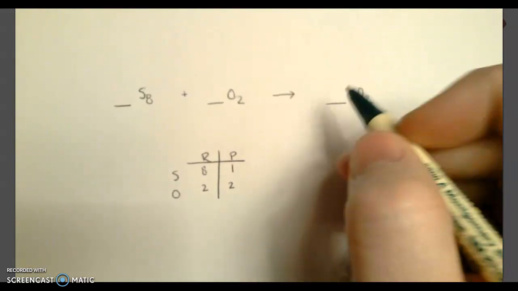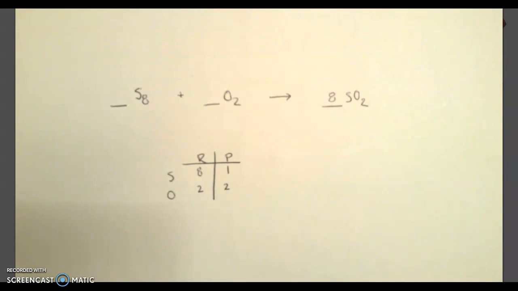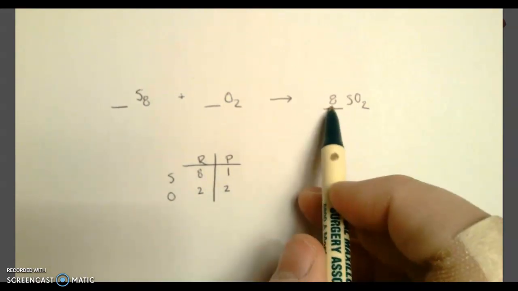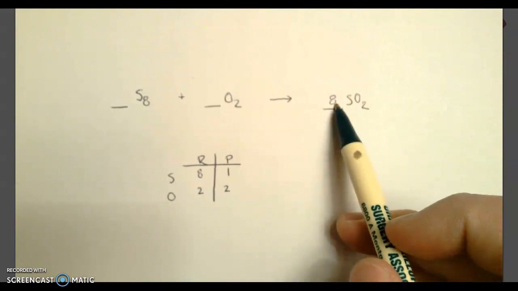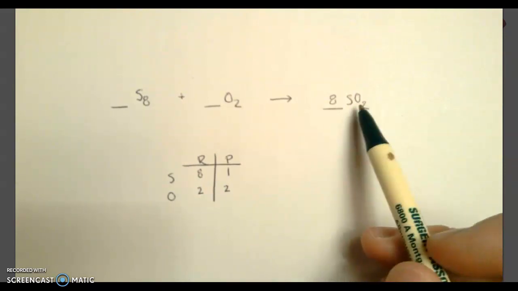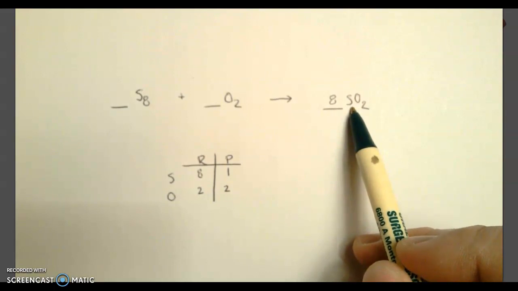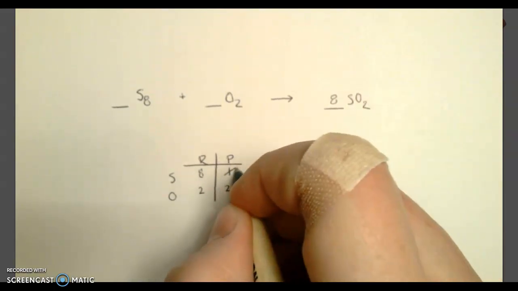The only coefficient that I can put here that's going to work to make it so I have 8 sulfurs is 8, because 8 times 1 is going to be 8. If I have 8 of this molecule and each molecule has 1 sulfur in it, I now have 8 of that atom in the product.